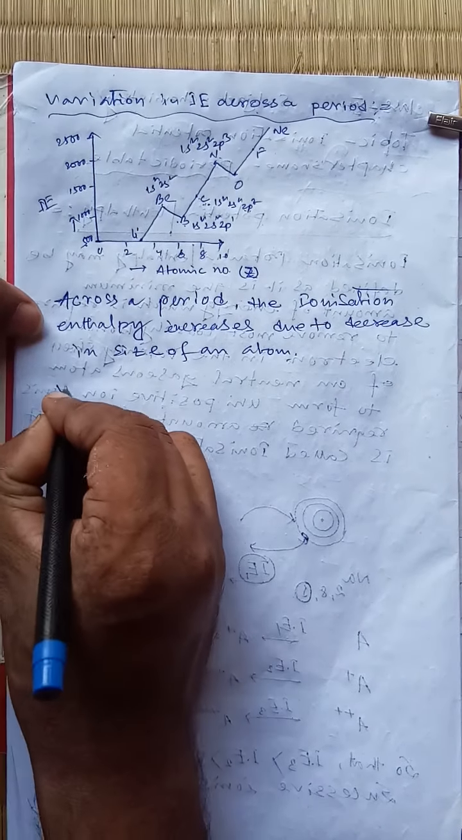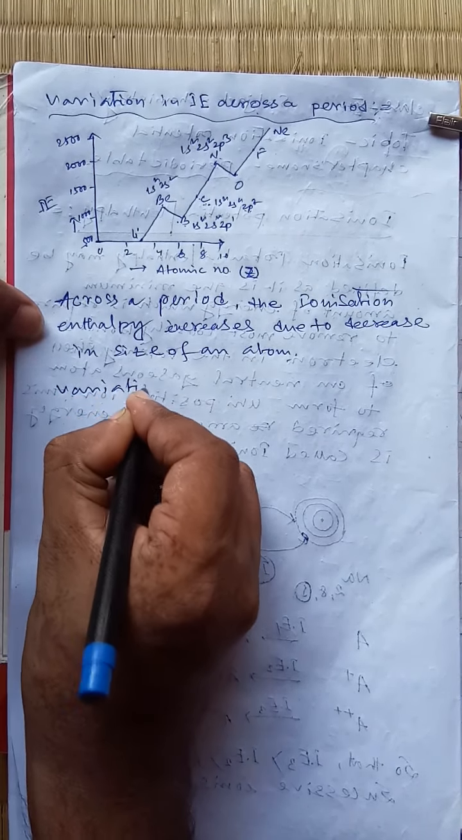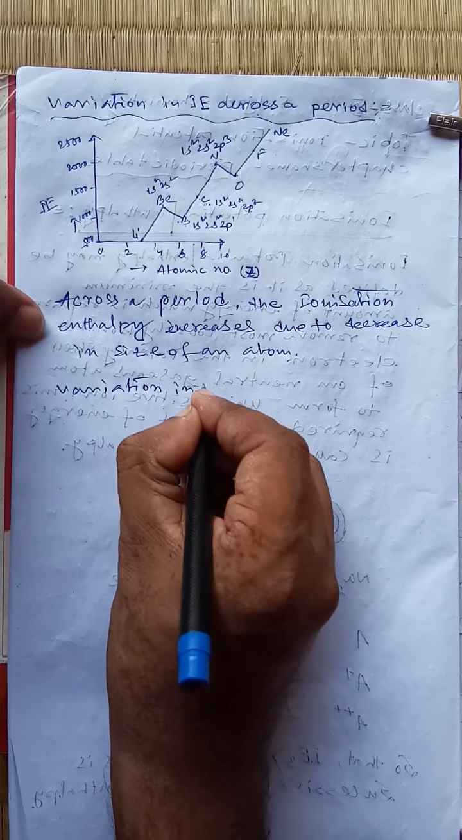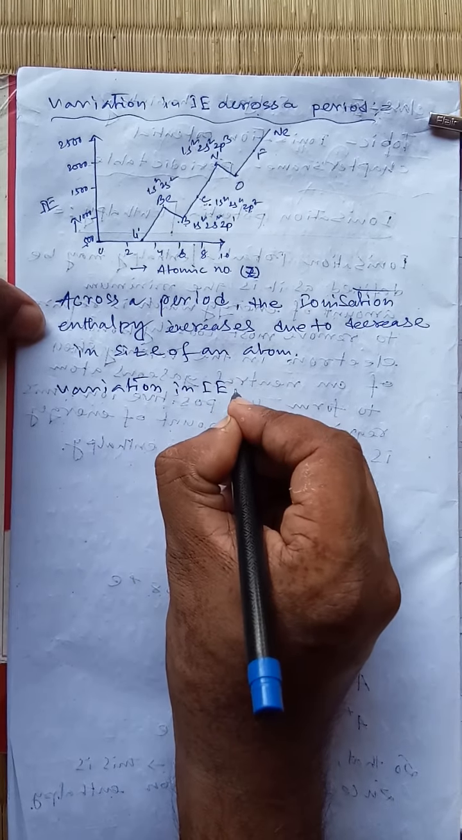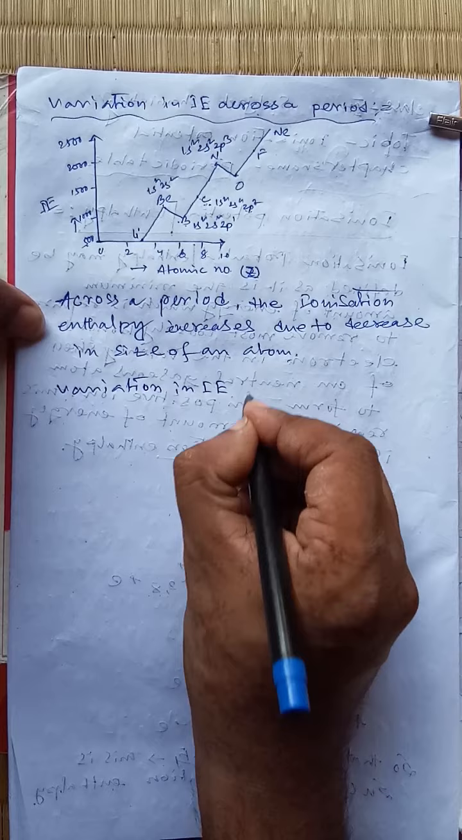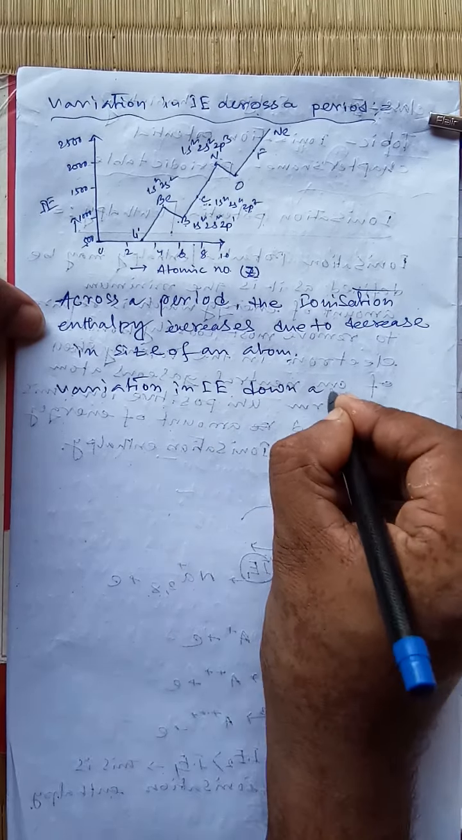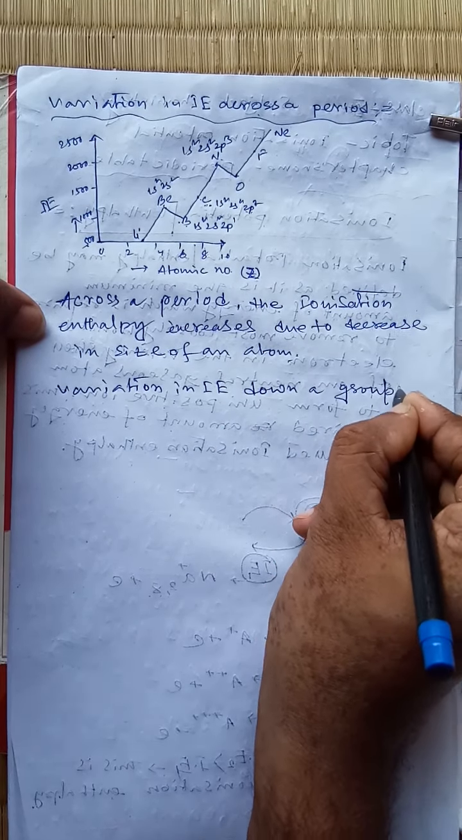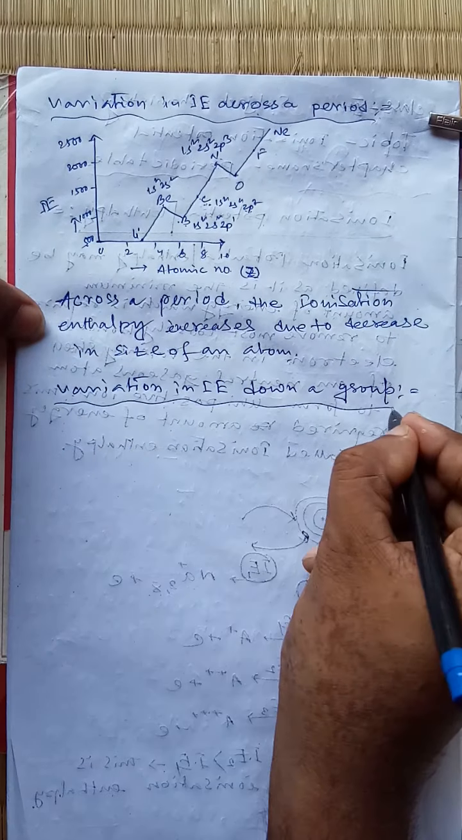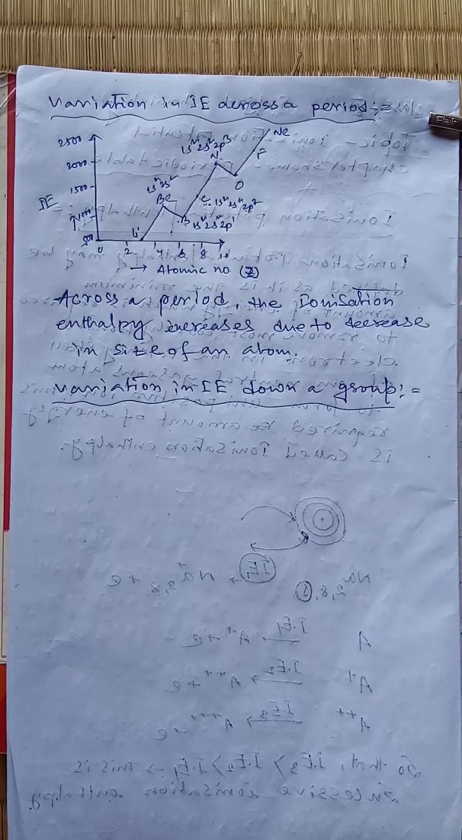Next term is the variation in ionization enthalpy down a group. So it is similar. We know that down a group the size of an atom increases, and we know that the size of an atom is inversely proportional to the ionization enthalpy. So down a group, size of an atom increases means ionization enthalpy decreases.